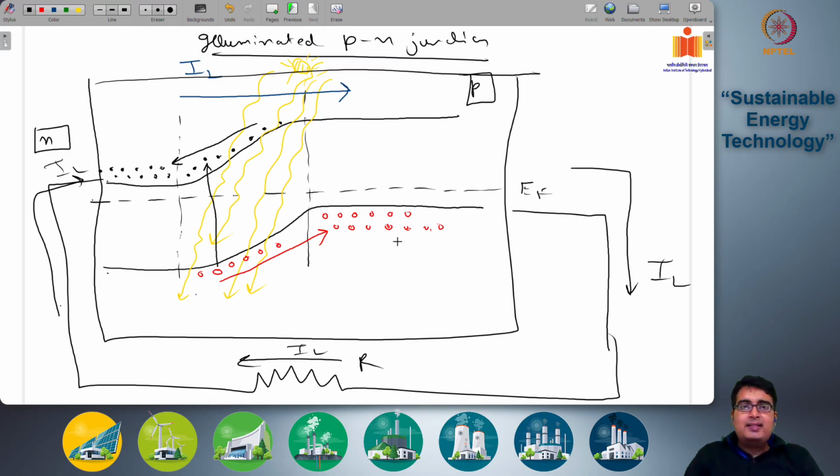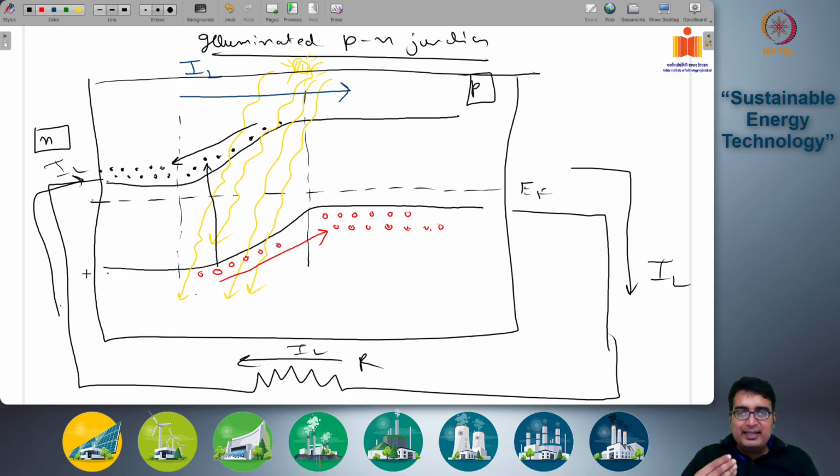Okay, and thus as soon as you have an external circuit, you will get a flow of electricity going from the P side to the N side in the external circuit, and a flow of electricity going from the N side to the P side in the interior of your solar cell. So this is your basic structure, and this is how you are generating electric current in your solar cell. Okay. So we will stop here. Just look at this carefully.